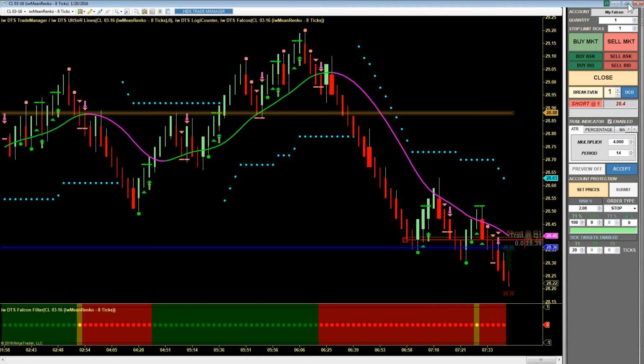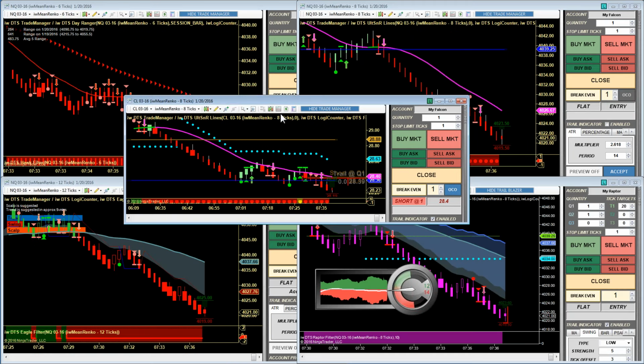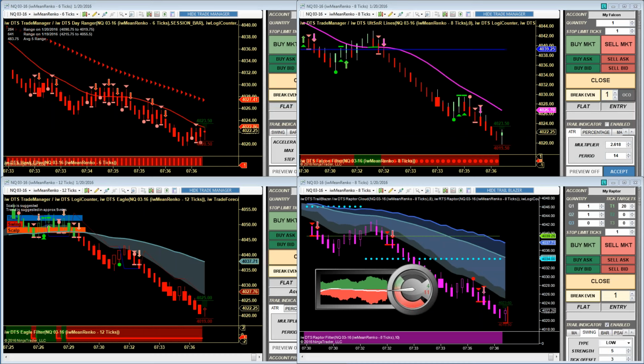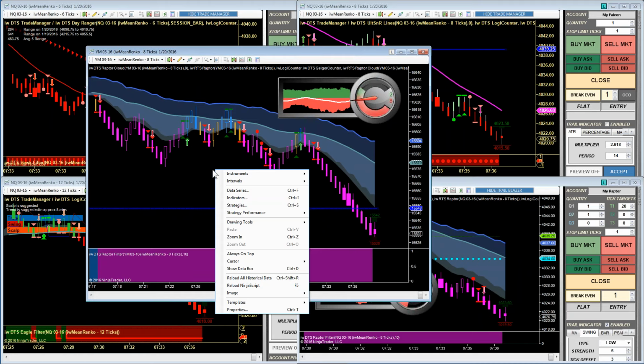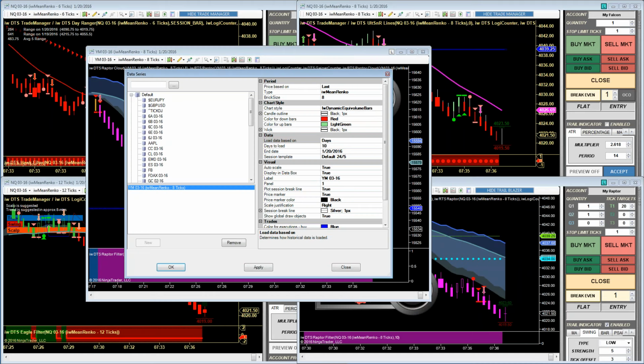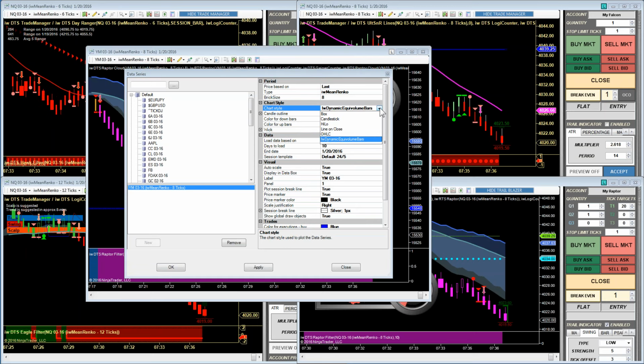David's asking, how do you turn those on the Raptor? Very simple, David. I will show you. And you can do this for any of your tools, whether it be the Raptor or whatever. You're going to go here to your data series, and you're going to find the dynamic echo volume bars with your chart style. So once you load them onto your NinjaTrader, they'll be in this chart style assortment.